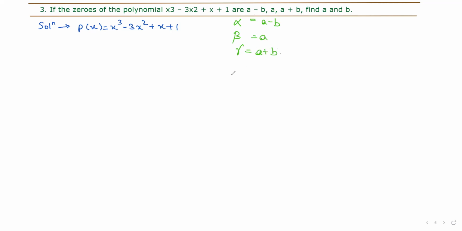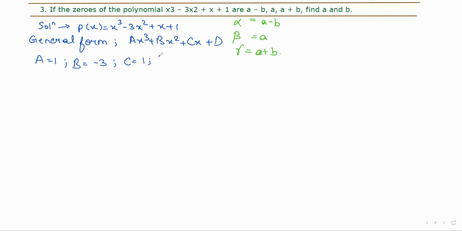So what do we have over here? We have a polynomial that is given to us, right? So let's write the general form of the polynomial. In general form, you know that we have ax cubed plus bx square plus cx plus d. Equating general form with p of x, we get a is equal to 1, b is equal to minus 3, c is equal to 1, and d is equal to 1.